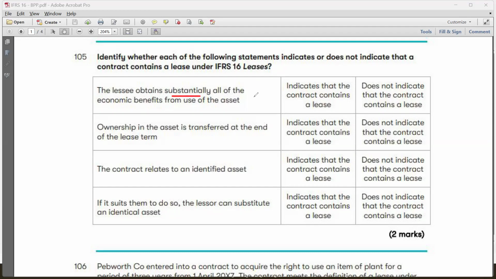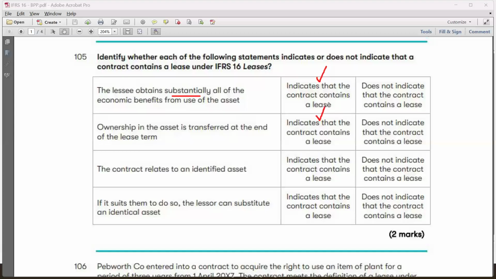This clearly indicates a contract of lease, okay? Because the lessee is going to take all, or substantially all, of the economic benefits that can be derived from the asset. This clearly indicates lease. The ownership in the asset is transferred at the end of the lease term. At the end of the lease term, the lessee is going to become the owner. That also indicates that it's a lease.